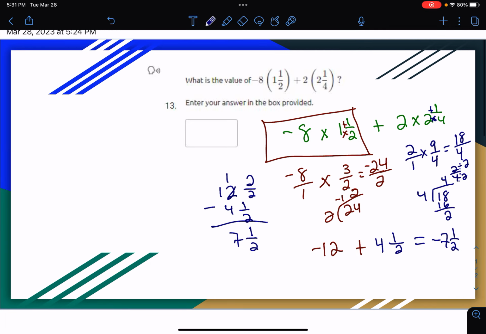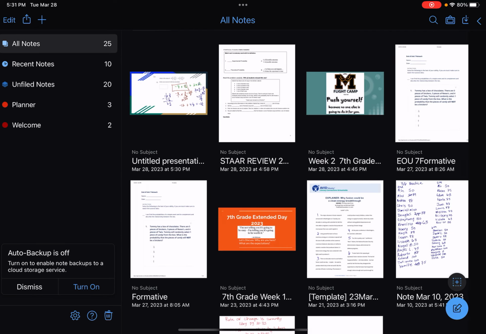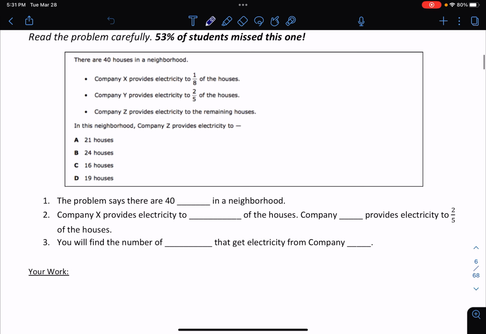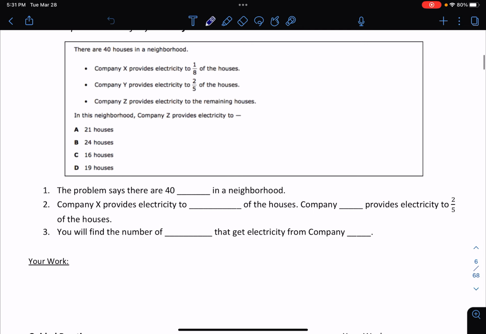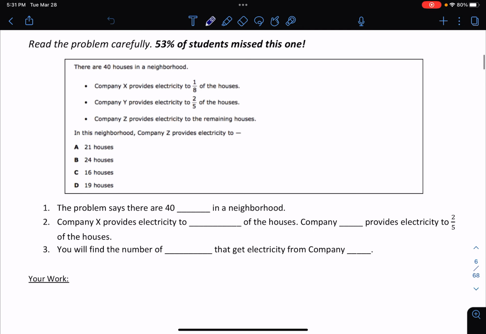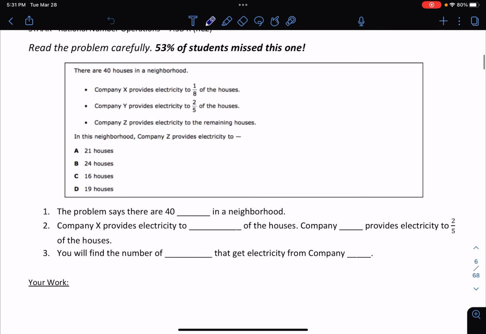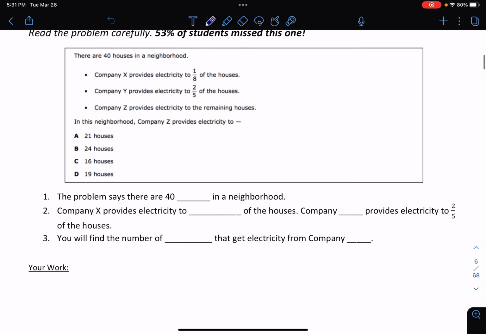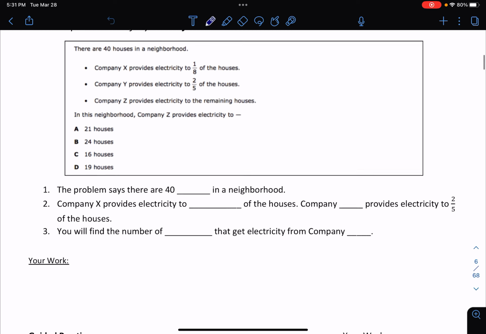Okay. So moving on to our assignment for today. So this is the first problem you will have on your Go Formative. And so this is a past STAAR question, and 53% of students missed this one. So that was more than half of the students who missed this one whenever it was on the STAAR.